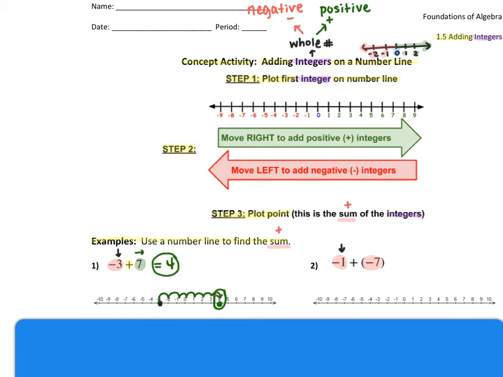For example 2, I'm taking -1 and I'm adding a -7 to it. So on my number line, I'm going to start by making a point at -1. And since -7 is a negative integer, I'm going to move to the left 7 times. So 1, 2, 3, 4, 5, 6, 7. And I make a point where I end up. And that point is located at -8. So I know my answer to this is -8.